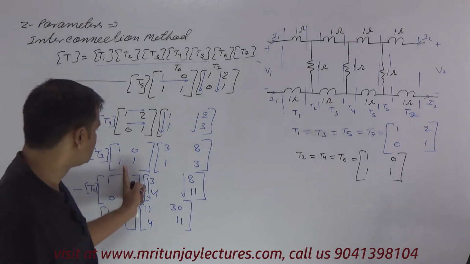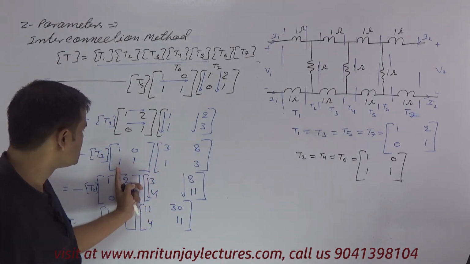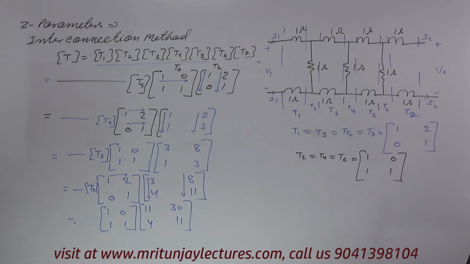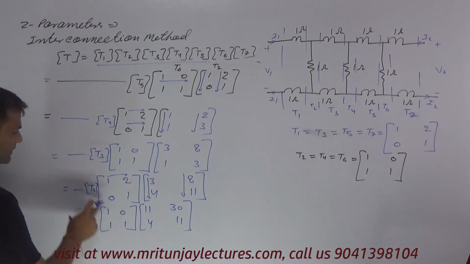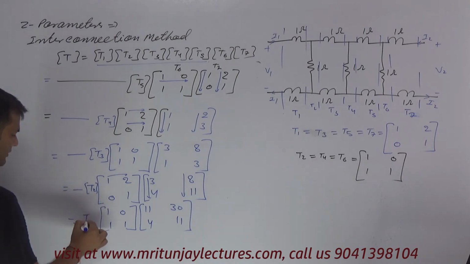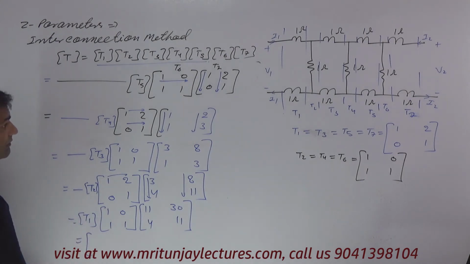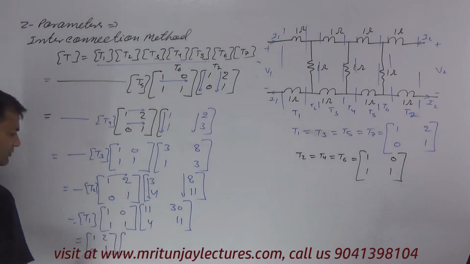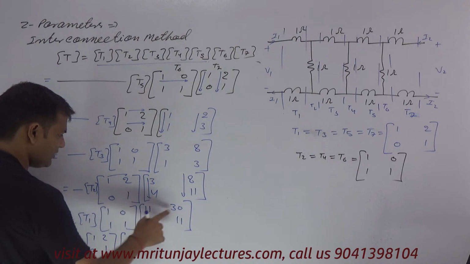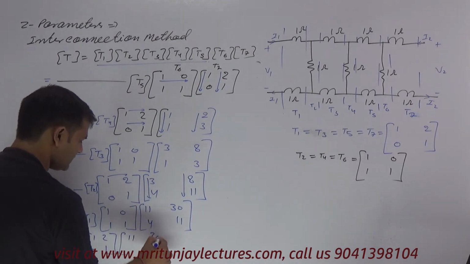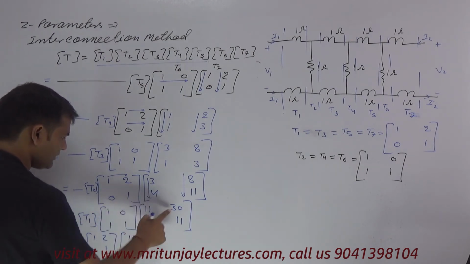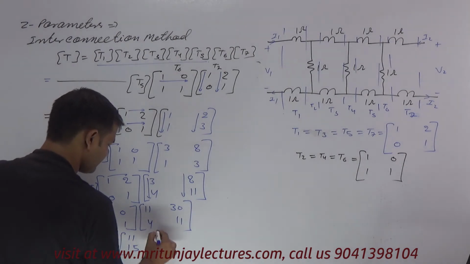Okay, clear? Now here that is T2 and now here T1. After that, what about T1? T1 is 1 2 0 1. Now multiplication of this one, 1 into 11, only 11, 1 into 30, that is only 30, 1 into 11 plus 4, that is 15, that is 30 plus 11, that is 41.